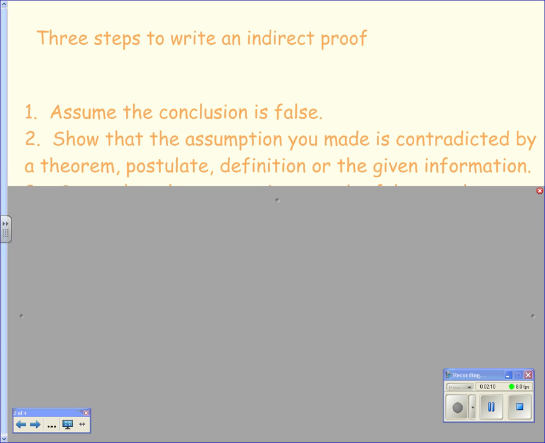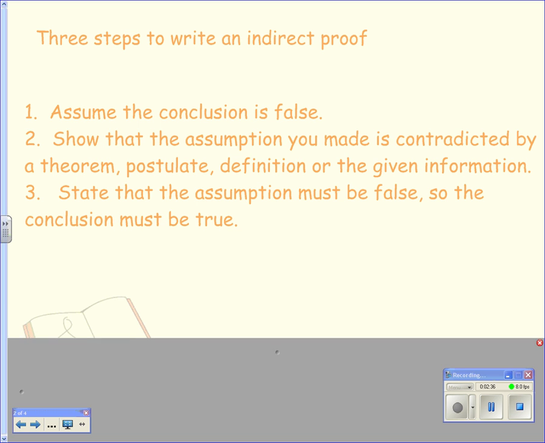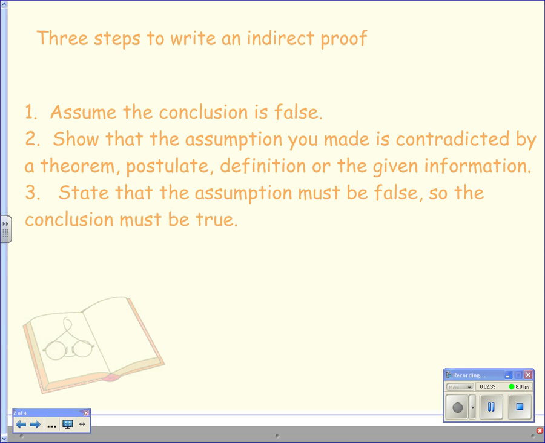And then you show that the assumption you made is contradicted by some theorem, definition, postulate, or given information that they give you. And then you state that since the assumption must be false, your conclusion has to be true.